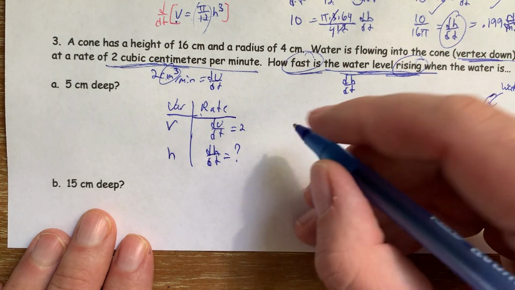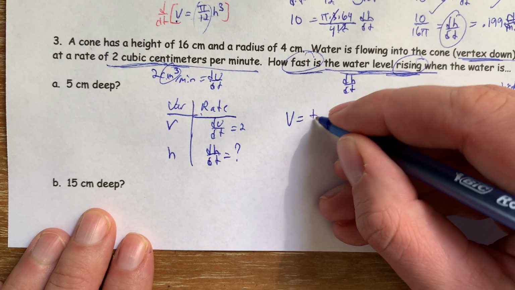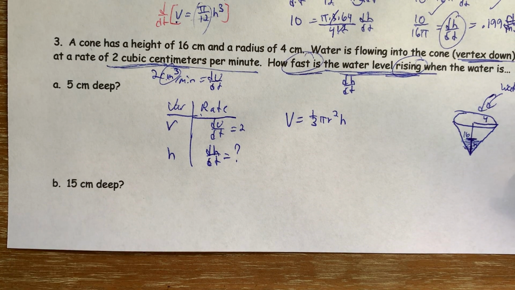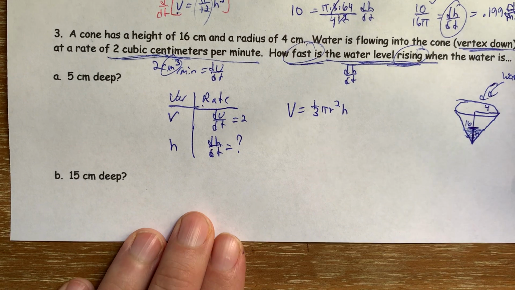Another try on this. The volume is 1/3 pi r squared times h. That is a formula you should know. Sometimes it gives it to you on the AP exam, and sometimes it doesn't. So, it really depends on how hard they think the problem is. Sometimes they'll give it to you, and sometimes they won't.